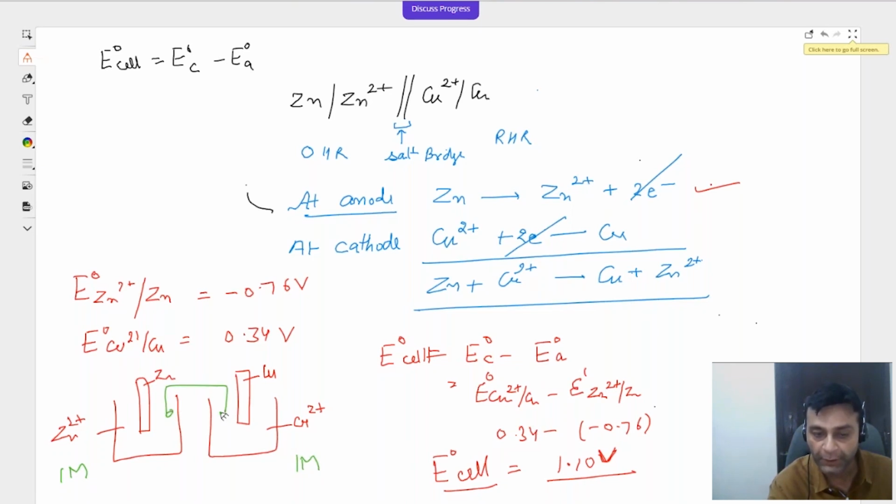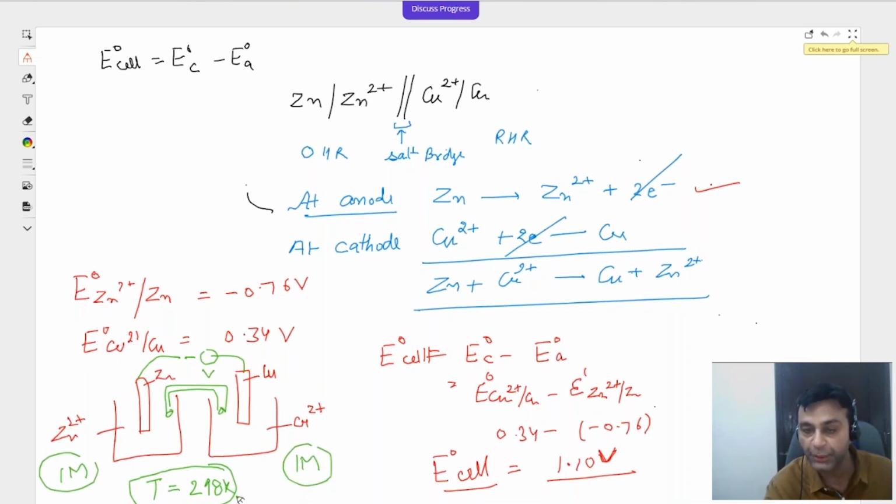This is the salt bridge I am putting here, and this is a voltmeter here, right? And the temperature of the experiment is standard condition, that is 298 Kelvin. When the concentration is 1 molar each and the temperature is 298 Kelvin, we say these are standard conditions, and so we say standard cell potential. Am I clear? Yes, students. Any doubt till now? When I say standard cell potential, it means under standard conditions. Under standard conditions means temperature is 298 Kelvin and the concentration is 1 molar.